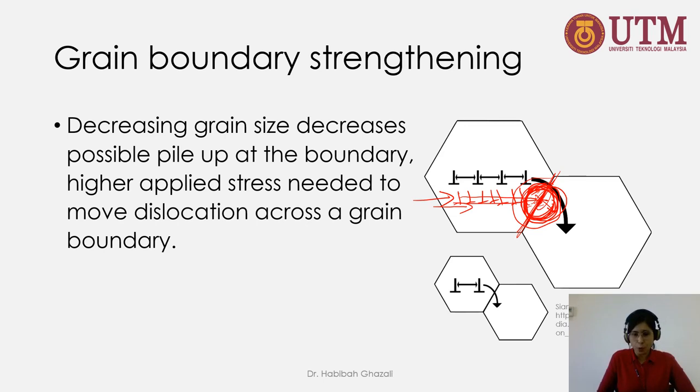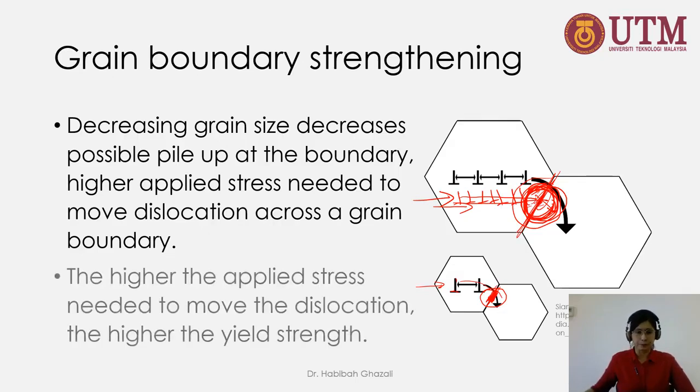But when we have a smaller grain size, we also have fewer dislocations. So when deformation happens, only a small number of dislocations will pile up in this region, so there is a smaller driving force. We will need to apply a higher applied stress to move dislocations across the grain boundary.